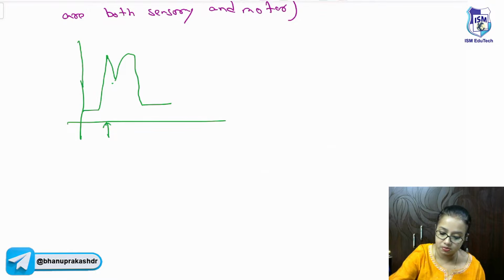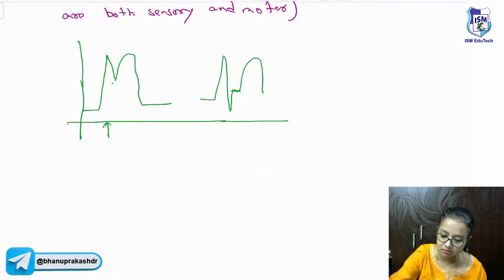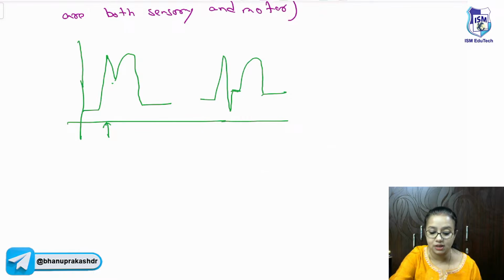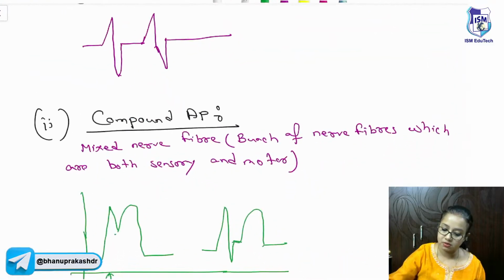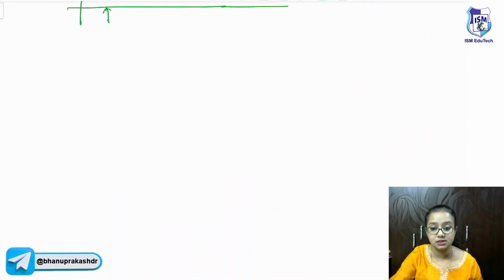Or it can also be something like this: one action potential is completed, and without being separated immediately, there can be the depiction of another action potential. So these are called compound action potentials, which are seen in a mixed nerve fiber. Okay, these are the other types of action potential.